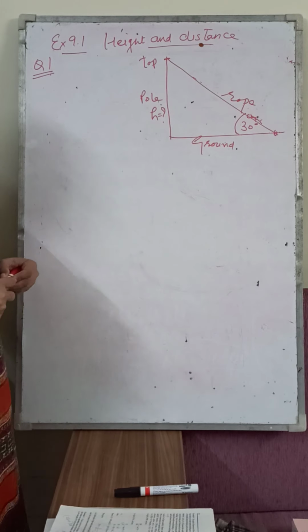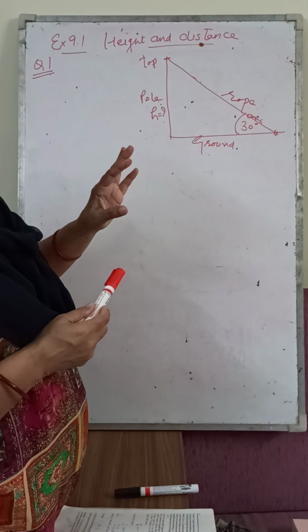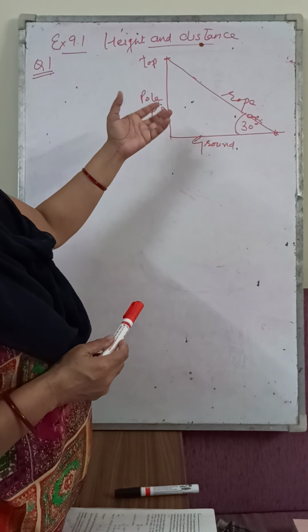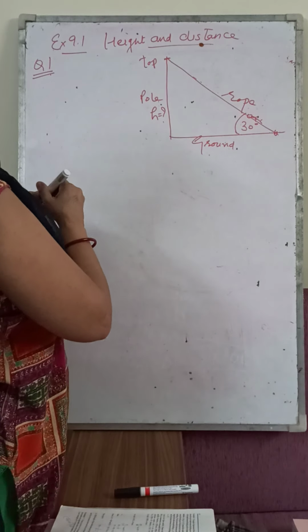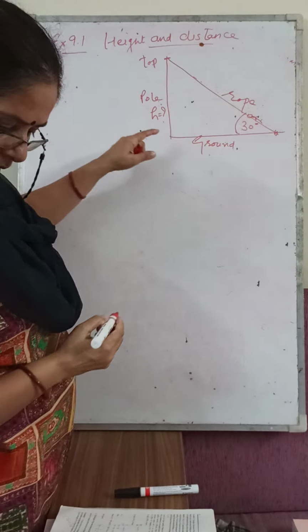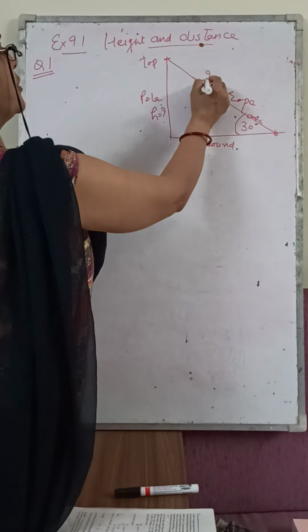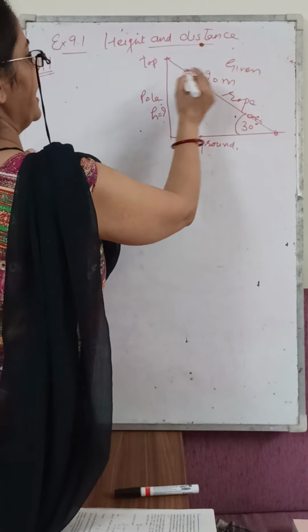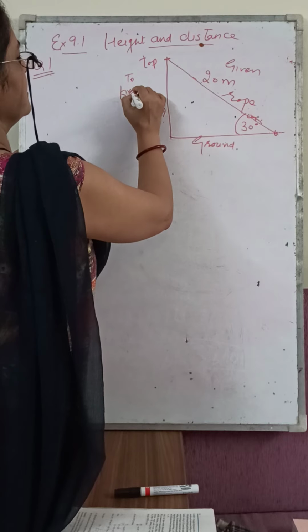In these kinds of questions, figures are a must. One more thing you will see: what is given and what you have to find. Now given is this angle, and one more thing is given, the 20-meter rope is also given. So this is given, and this you have to find.